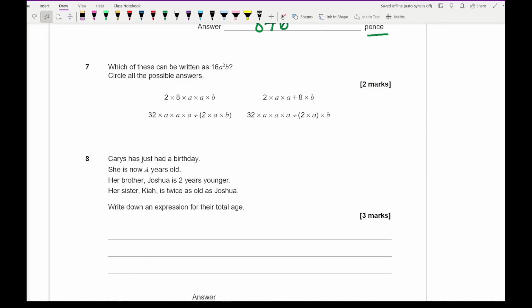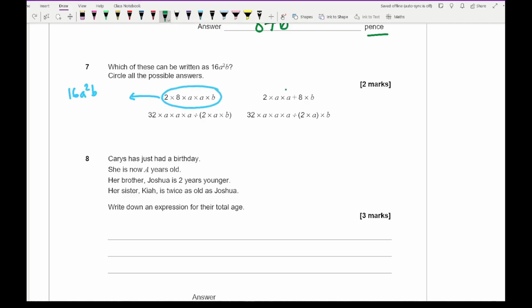And then finally, well, not finally, because there's two more questions. Looking at question 7, it says, which of these can be written as 16A squared B, and it's worth 2 marks? So there's a good chance that it's going to be 2 correct answers out of the 4. Looking at the very first one, let's draw a little arrow so we can see which one we're doing. So 2 times 8 is 16, A times A is A squared, and we've got a B, so that is the same, so we could put a little circle around that.